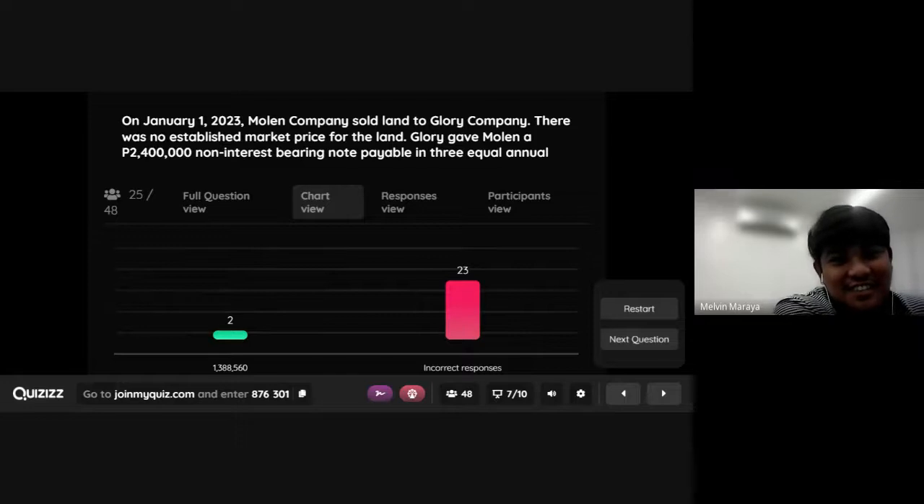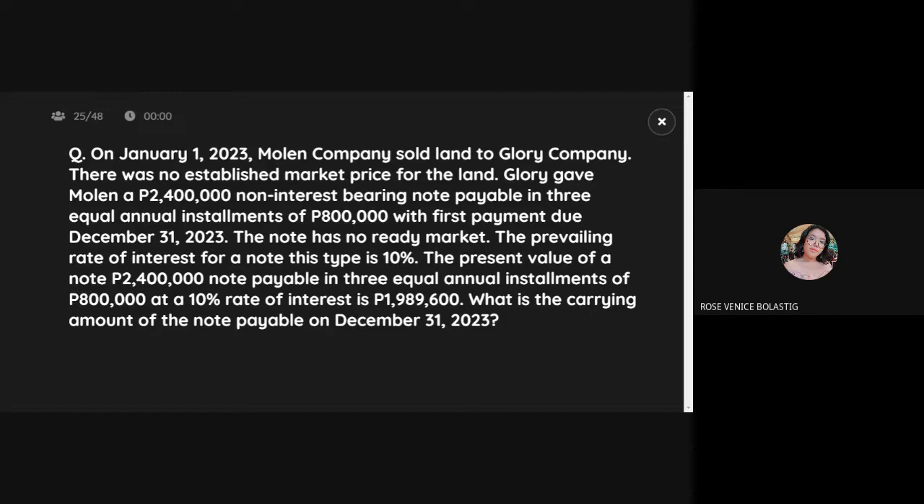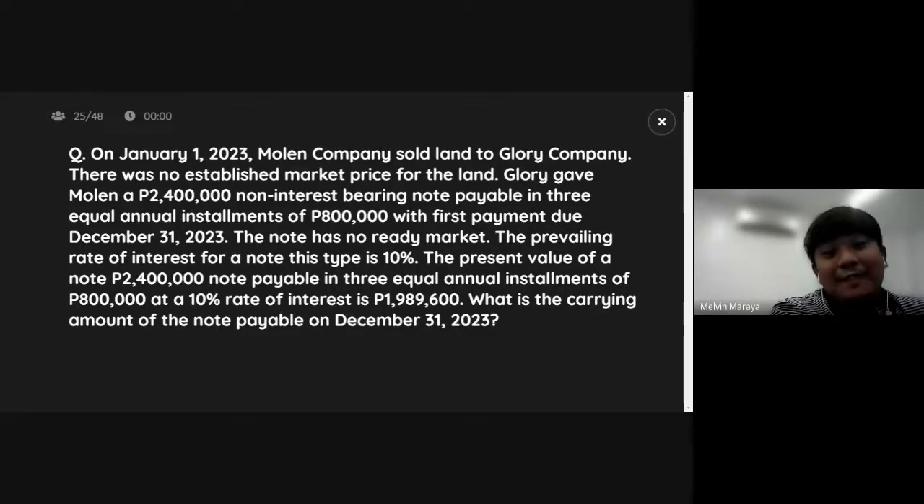So, the non-interest bearing note face value is 2,400,000. And what was the present value of the note based on the problem? It is 1,989,600. If you're going to compare 2,400,000 to 1,989,600, magkano kaya yung discount on notes payable? 410,400. At i-amortize po natin yon using the effective interest. Ngayon, magkano yung amortization after a year?